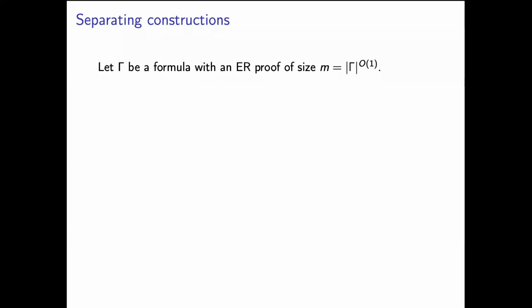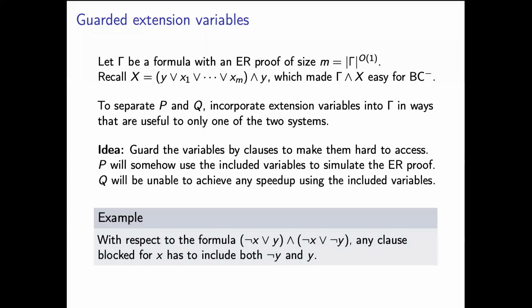So the way you're going to show that Q is unable to achieve any speedup using included variables, is this going to come from some known lower bound against Q, or is it going to come for some easier reason based on how you set up the guards? It's going to come from some lower bound against Q, plus I will show that that lower bound translates to the version of the formula with the new variables already there.